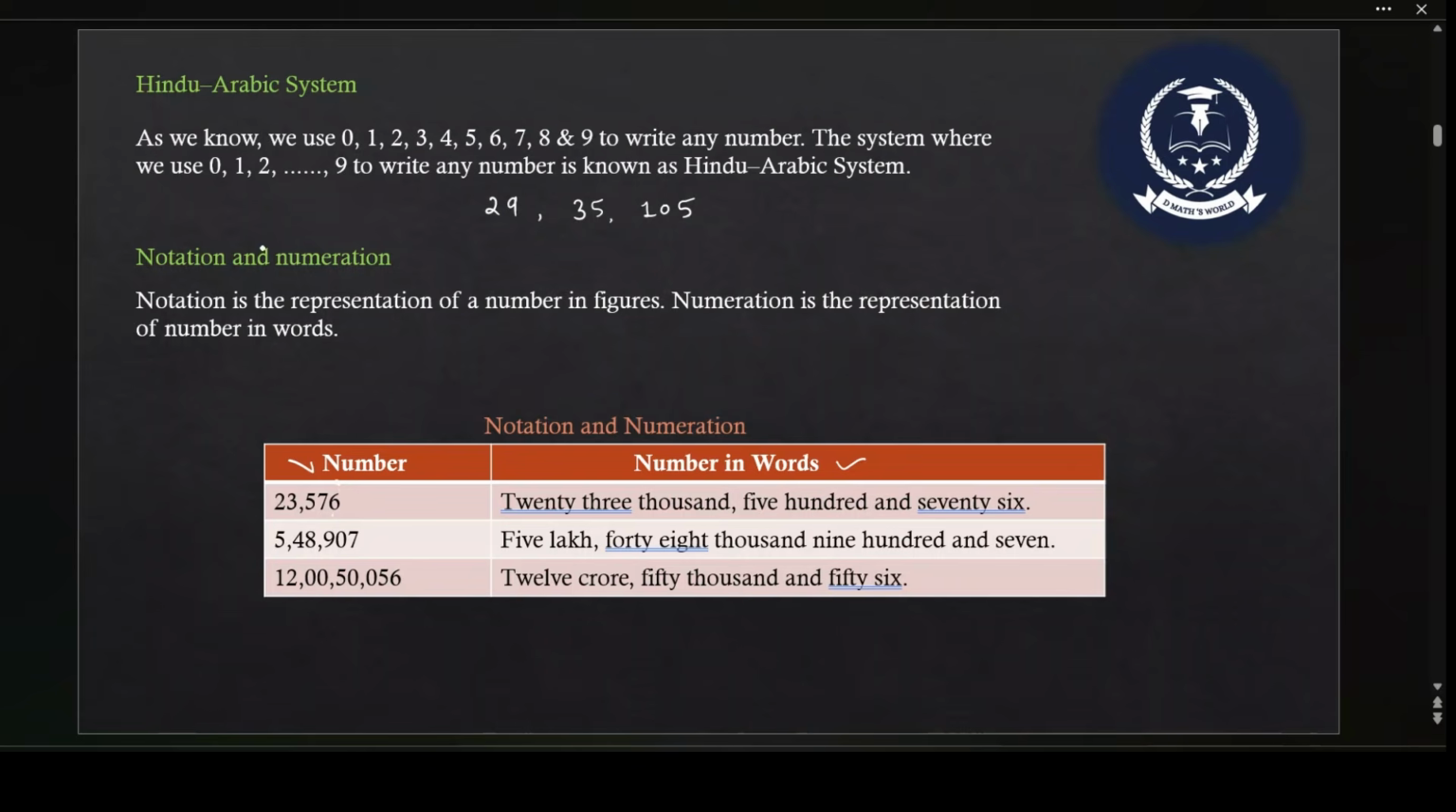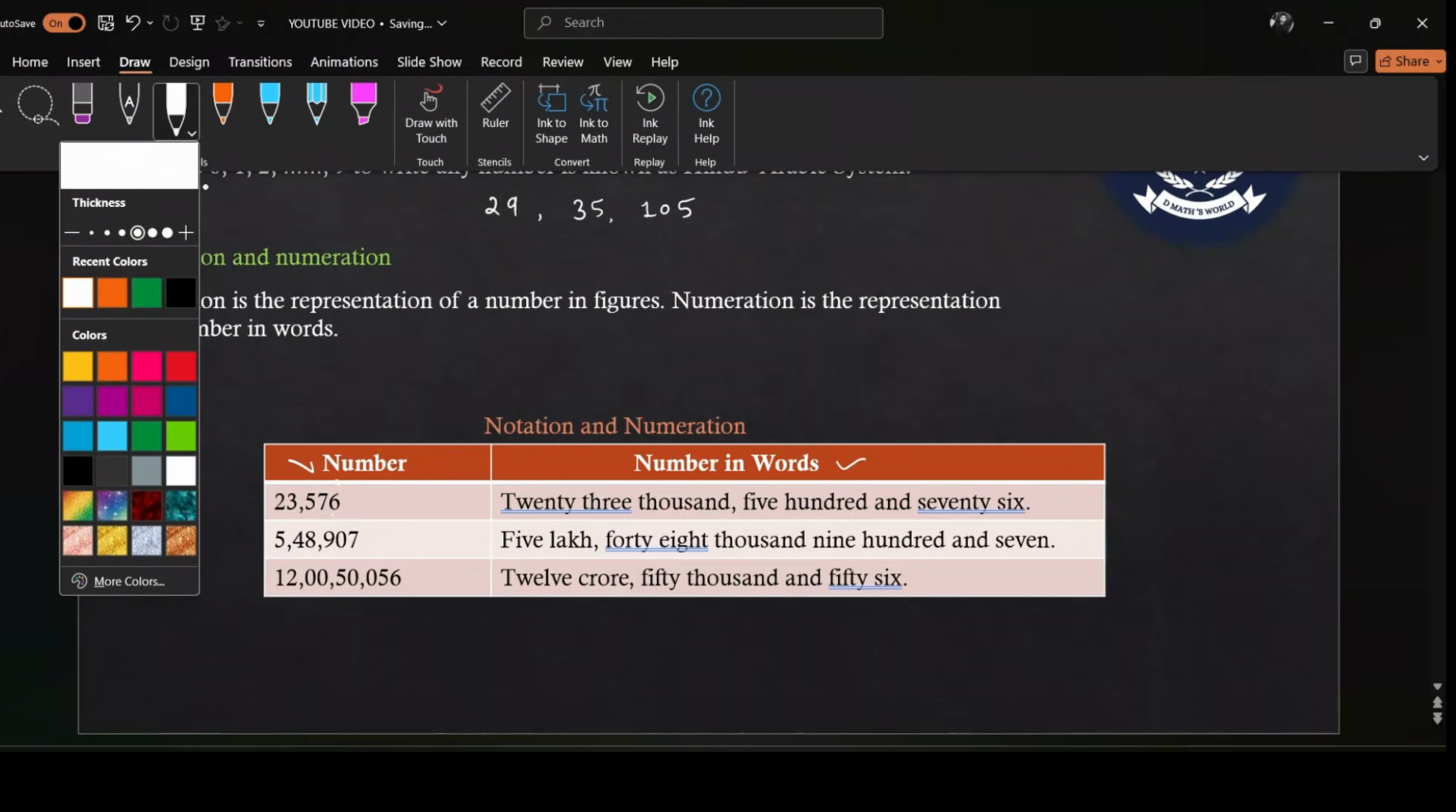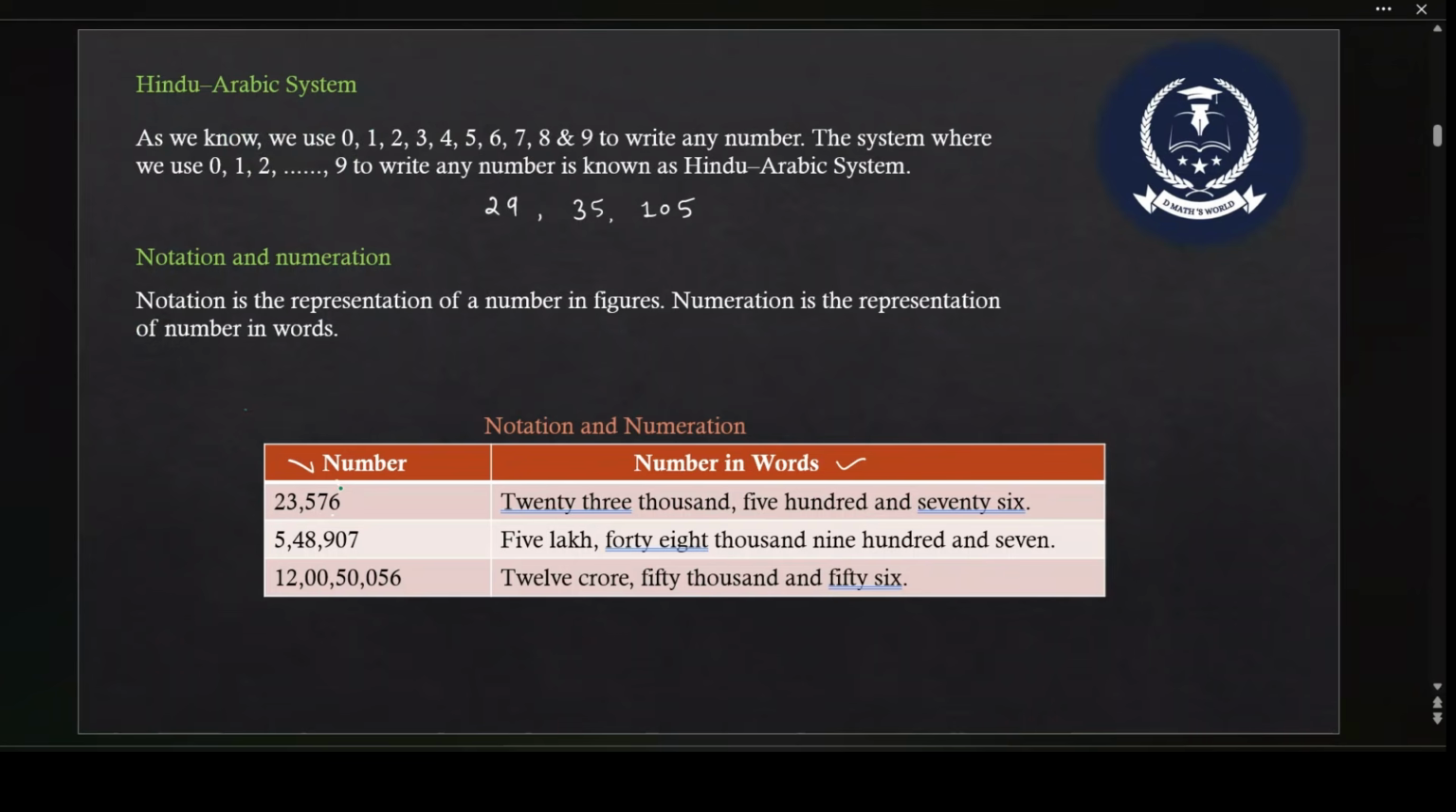Wait a second, I'm just changing my color. Okay, so we can easily understand. One, 10, 100, 1,000, 10,000. So we write 23,000 and then 500 and then 76. Now we are coming to the next one. 1, 10, 100, 1,000, 10,000, lakh. Okay, so 5,48,907.